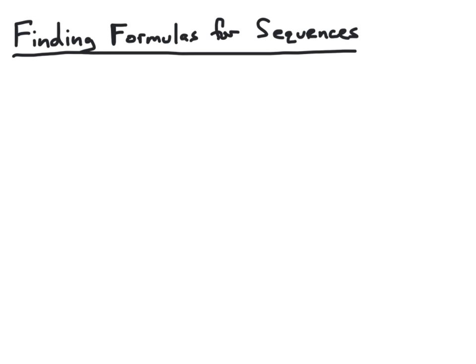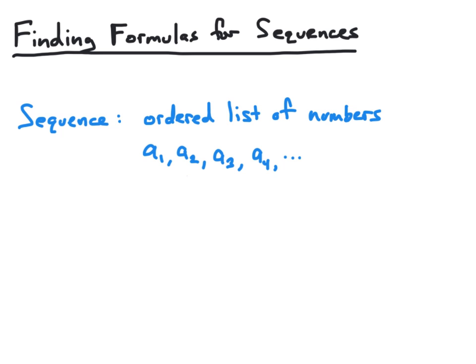In this video, we want to take a look at how to find a formula for the general term of a sequence. For our purposes, a sequence is simply an ordered list of numbers. If we want to describe a sequence by writing out the first few terms, we can do that just by listing out those terms, a sub 1, a sub 2, a sub 3, and a sub 4. The subscript on the a represents the placement in the sequence. So for example, a sub 4 will be the fourth term in our sequence, and a sub 10 will be the 10th term in our sequence.